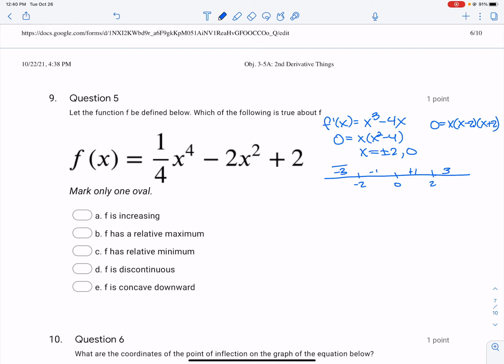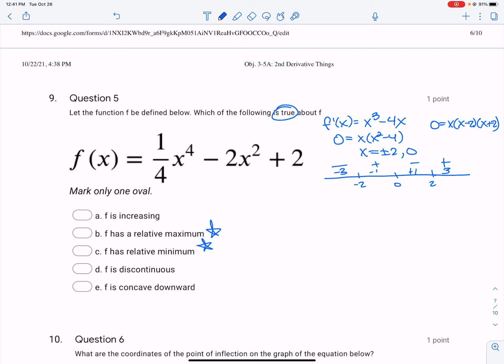I think this was supposed to be which one is false. Okay, so here I'm going to get positive. Here I'm going to get a negative, and here I'm going to get a positive. So it does actually have a relative min and a relative max. I think this was supposed to be false.